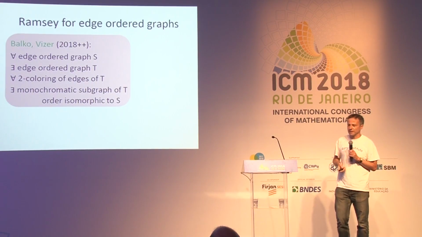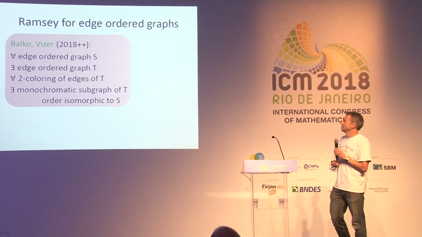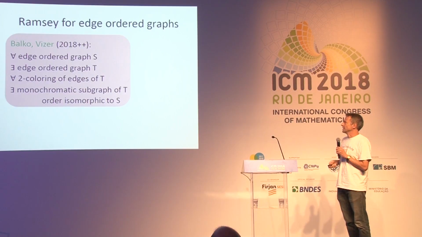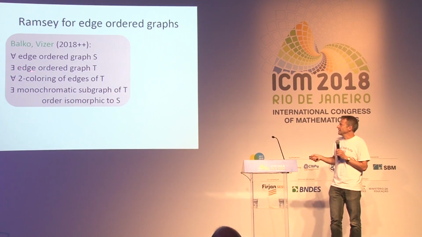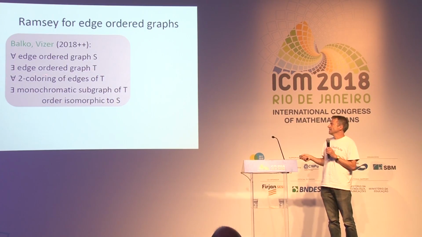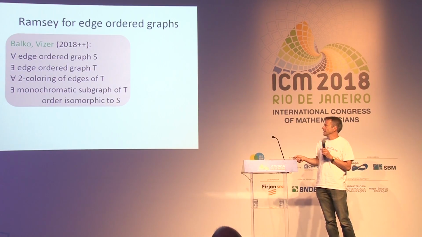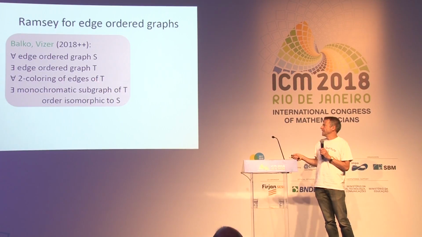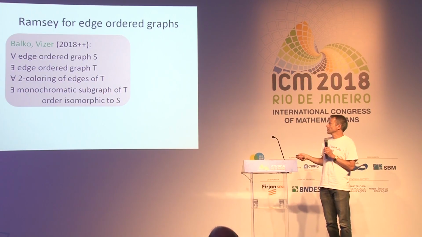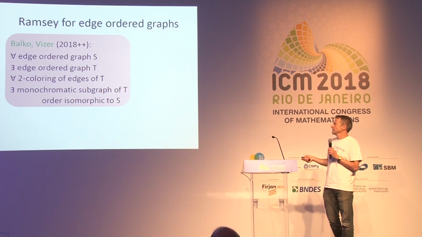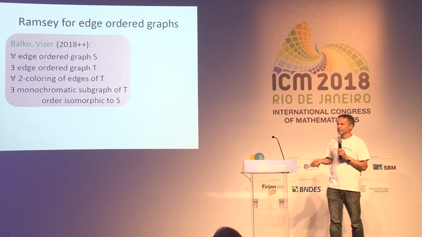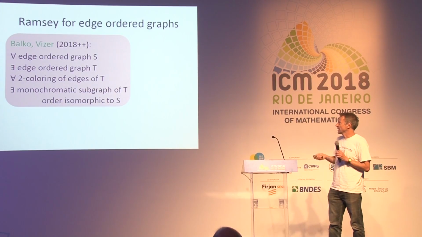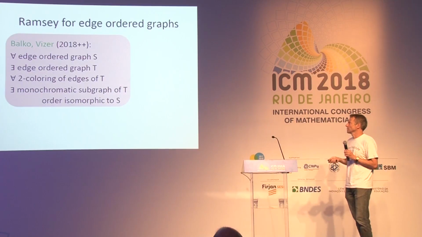This is an absolutely different and for me surprising type of Ramsey result, and it says that for every edge-ordered graph S, there is an edge-ordered graph T, much bigger, such that for every two-coloring of the edges of T, there is a monochromatic subgraph of T that is order-isomorphic to S. So, of course, you can think that S is like a clique, and T is like a bigger clique, but still it's a very interesting result of Balko and Vizer.